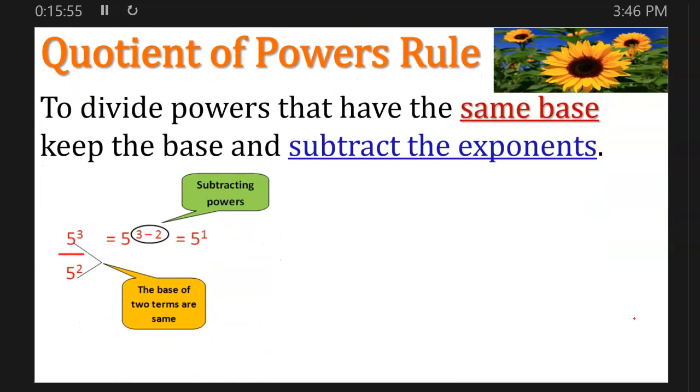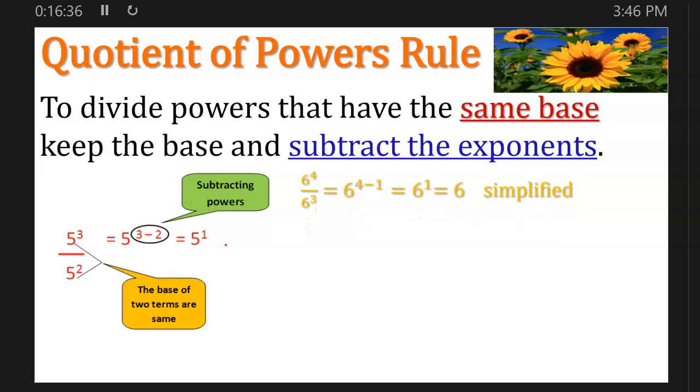Now let's look at division. So quotient of powers rule, same thing. This only works if the terms have the same base. So to divide powers that have the same base, keep the base, and this time subtract the exponents. Now when we do the subtraction, we need to go from top to bottom. If it's written in like a fraction form here, we know fractions can be division problems, right? So 5 to the third power divided by 5 to the second power. So that's basically 3 minus 2 if we use this rule. And that's going to give us 5 to the 1 power, which is the same as 5.